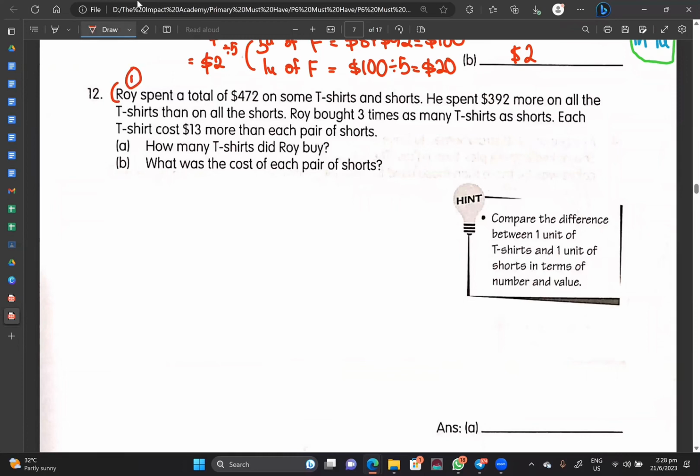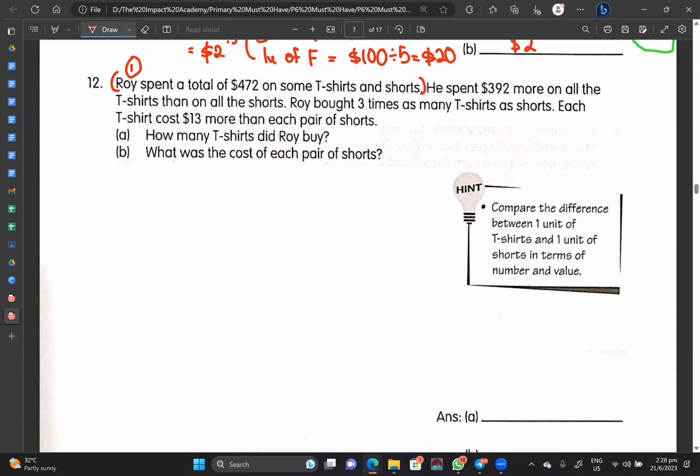Sentence number 1. Let's read together. We spent a total of $472 on some t-shirts and shorts. Okay, so we know that t-shirts plus shorts equals $472. Am I making sense here? Okay, so once I'm done with this, I can move on to sentence number 2.